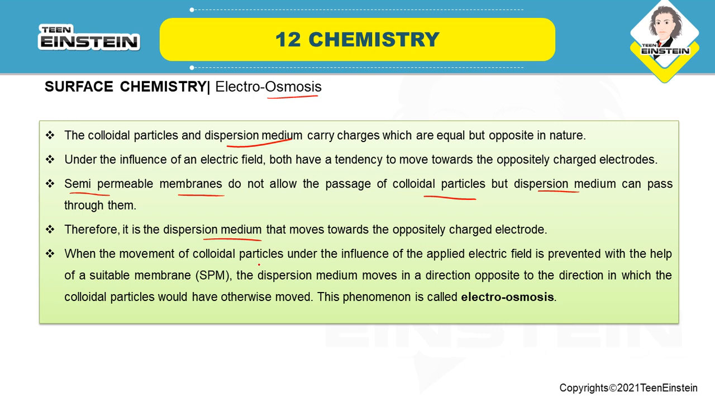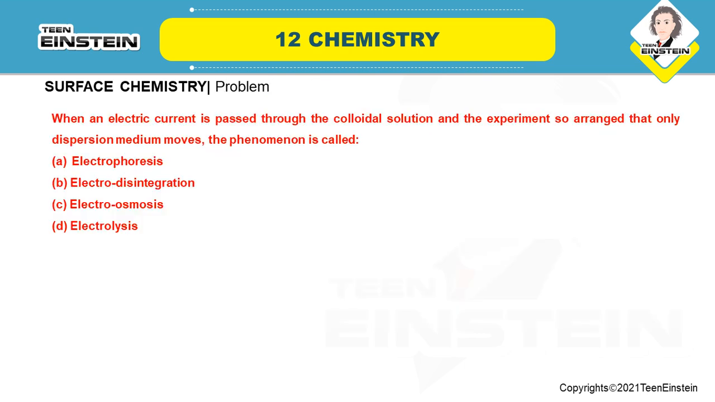When the movement of colloidal particles under the influence of an applied electric field is prevented with the help of a suitable membrane, normally a semi-permeable membrane, then only the dispersion medium will move, in the direction opposite to the direction in which the colloidal particles would otherwise have moved if they were able to. Their movement is restricted because we have used a semi-permeable membrane. Only the dispersion medium is moving, and this process is electro-osmosis. So you can say that it is the inverse process of electrophoresis. Now we will see one problem regarding this.